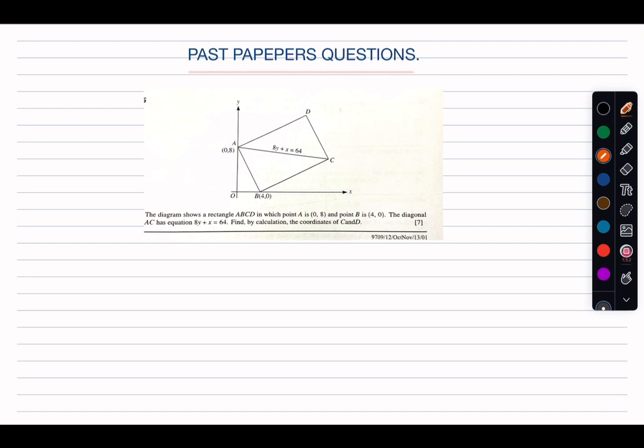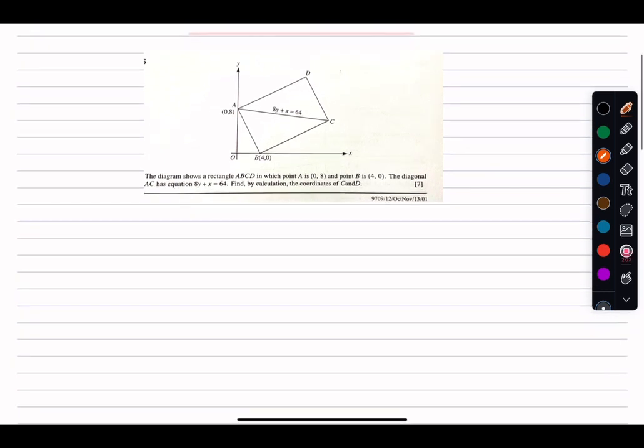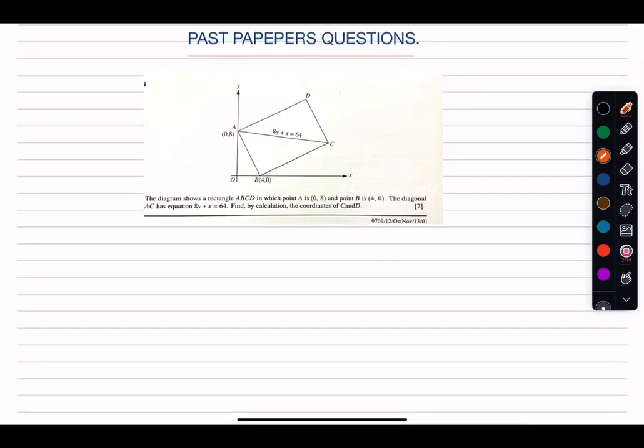The first question that I have chosen is from paper 1, variant 2, October, November, year 13, and question 1. So the concepts that we shall be doing in this question are number 1, the gradient formula. Number 2, it's a rectangle. Therefore, the sides are perpendicular to each other, and also there are two sets of parallel sides. So let's start doing the question.